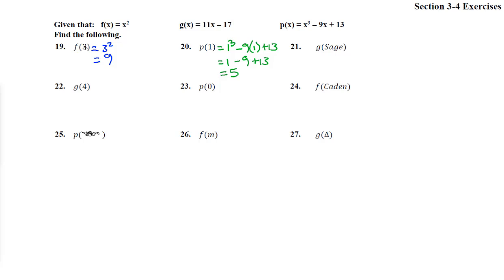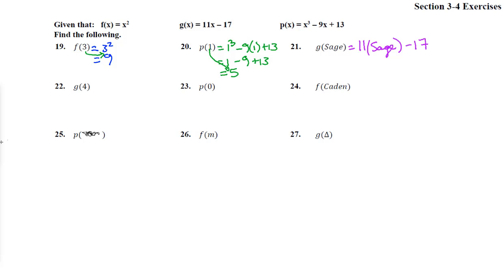And it's almost like functions shoot numbers. You stick in 3 and it pops out a 9, you stick in 1, it pops out a 5. So kind of like that bow and arrow analogy. All right, number 21, g of sage. So we're taking whatever this is, sage, and sticking it in where x was. So this is 11 sage minus 17. I didn't even know sage was in the domain of g, but I guess you can stick it in.